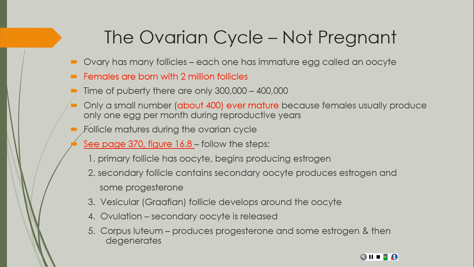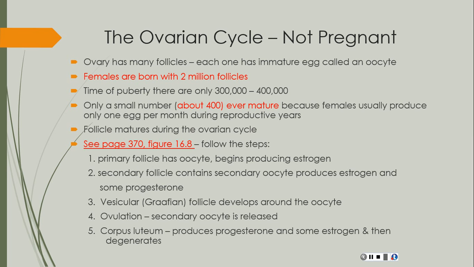16.8, and follow these steps here. What happens is the primary follicle has this oocyte. Now, if you follow the pictures and understand these steps, the whole process will make a lot more sense here. So that primary follicle has this oocyte that begins to produce the estrogen hormone. There's a secondary follicle. It contains a secondary oocyte, and it produces estrogen and some progesterone.